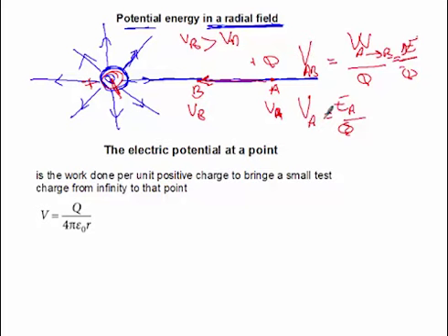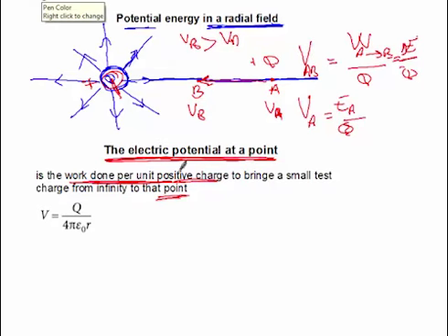And this will take us to the definition of the electric potential at a point. It is the work done per unit charge. It means we are dividing work per total charge, to bring a small test charge from infinity to that point. Why from infinity to that point? This means we are talking about potential at a certain point.